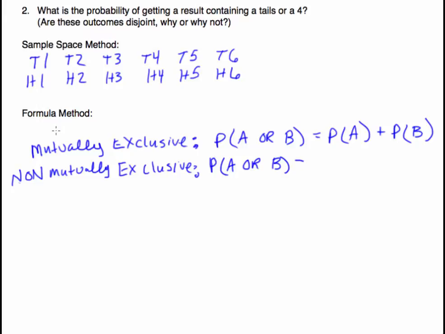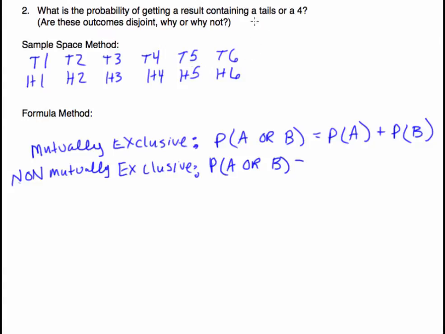Now we're looking at a similar situation. What's the probability of getting a result? Now we're looking for a tails or 4. So we could get a tails or a 4. Remember, with the sample space method, we can just look at the sample space, which I already have written out here, and underline the outcomes that are favorable.